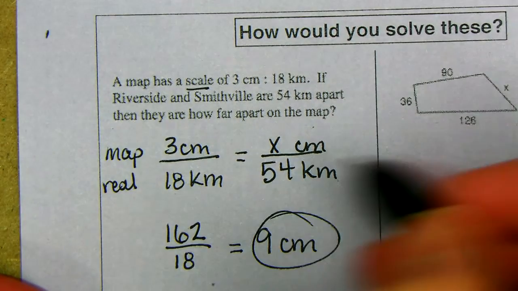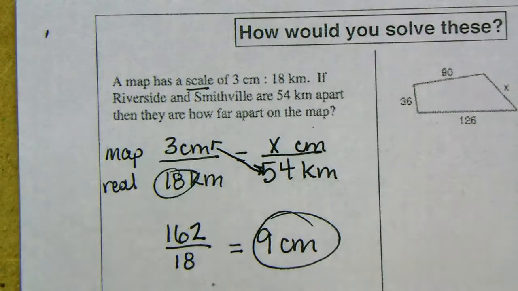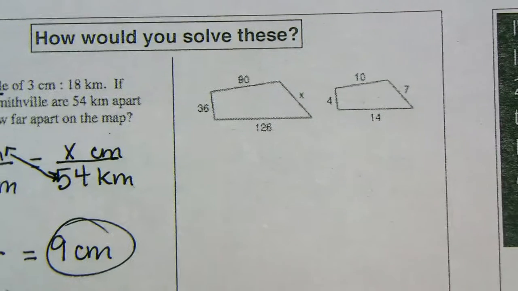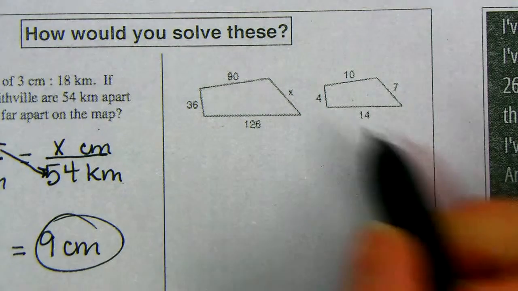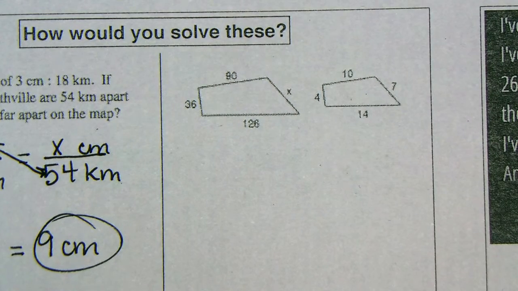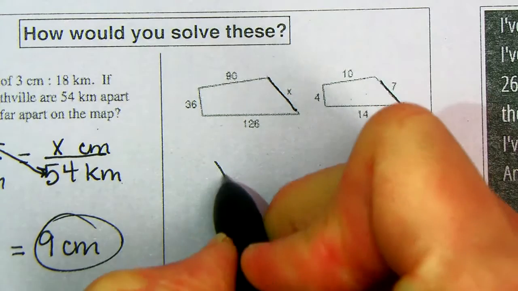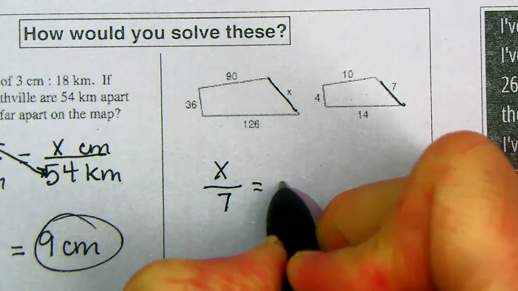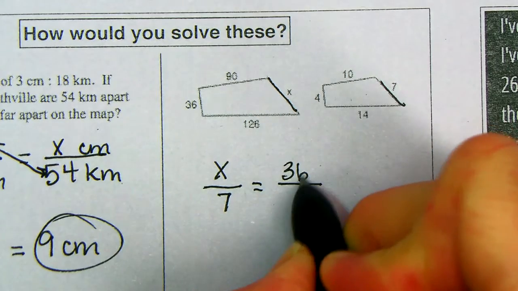All right, on the second one, I'm going to do it the same exact way. I've got 2 similar quadrilaterals, 4 sides. And we want to find x. Now, this is the cool thing. We have so many measurements I could use, but I know that x corresponds to 7. You don't have to set it up this way, but I tend to go, okay, so x corresponds to 7. Now I'm going to pick another one. I'm just going to go 36, and 36 corresponds to 4. So if x corresponds to 7, 36 corresponds to 4.